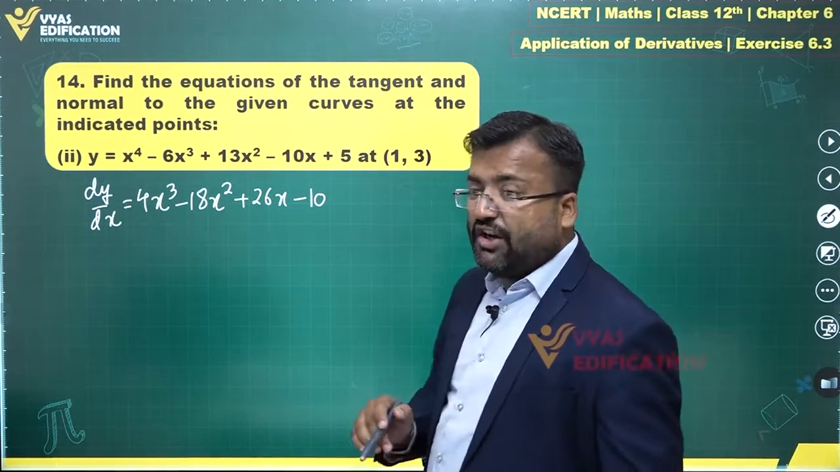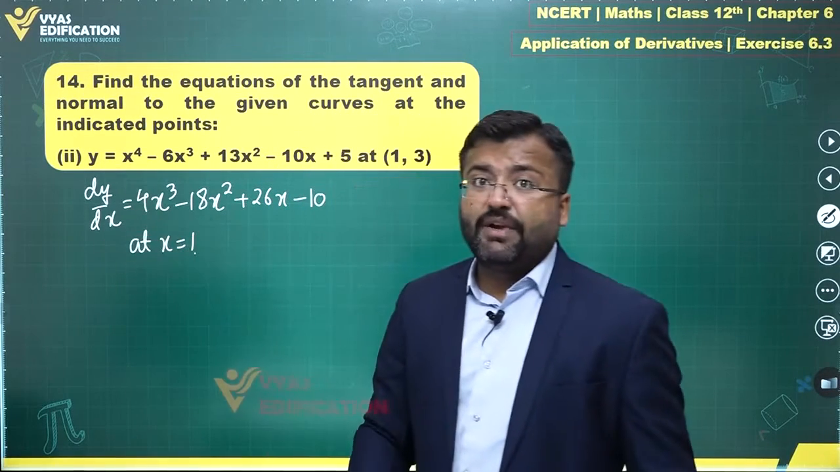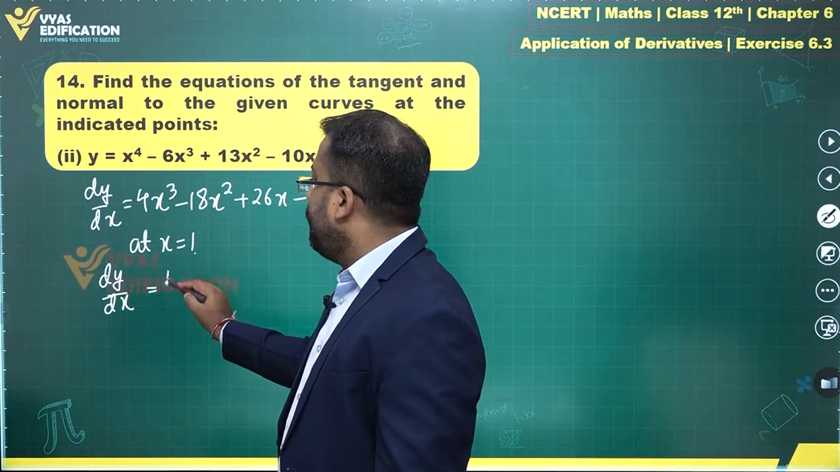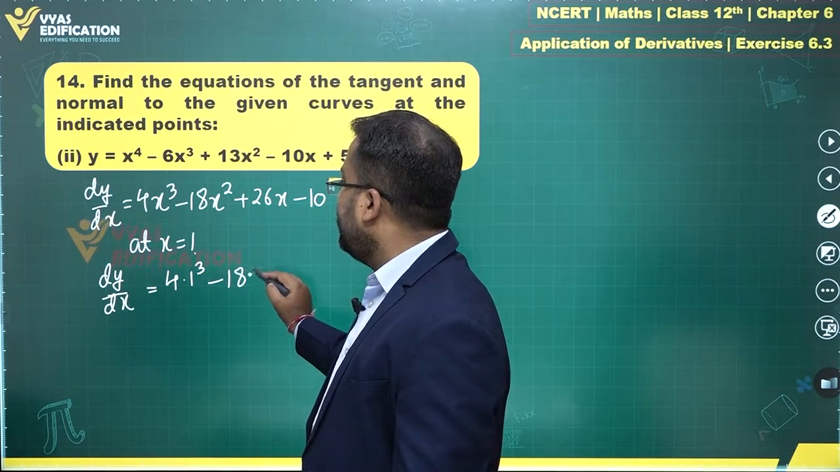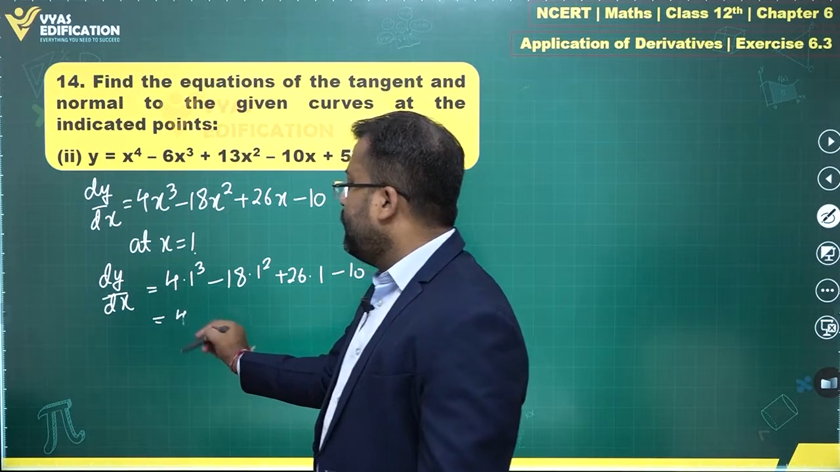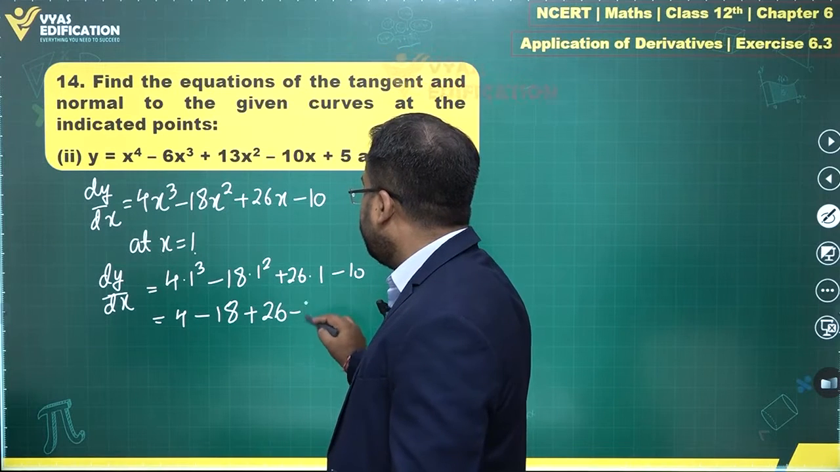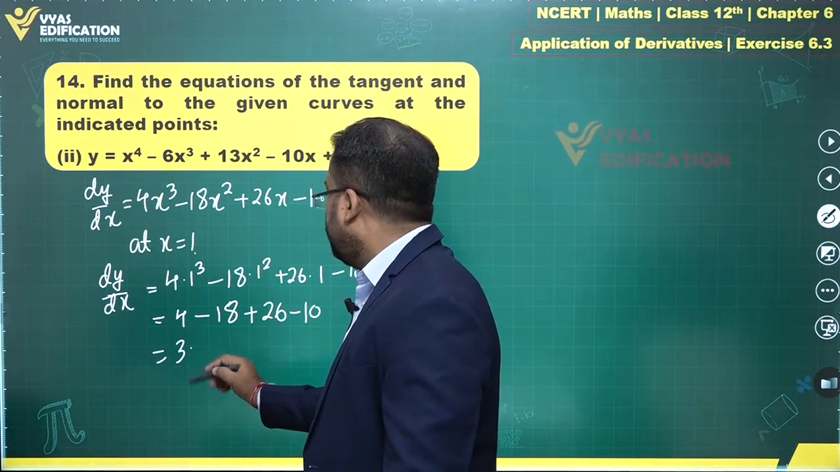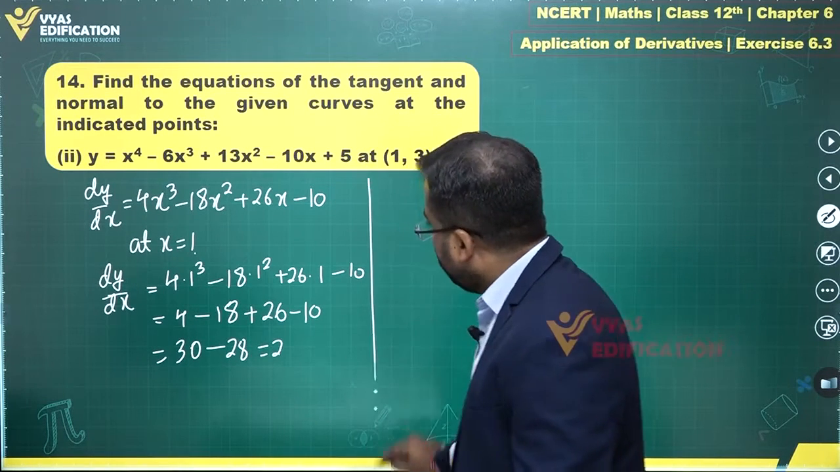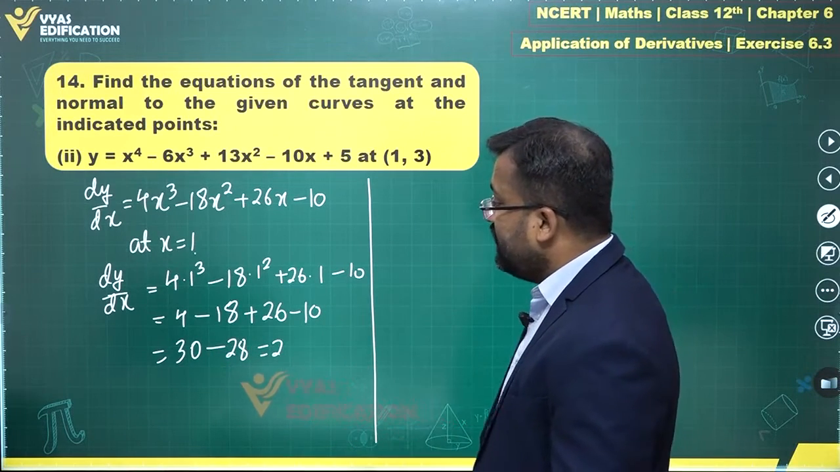And we are given point (1, 3). Therefore, at x equal to 1, what will be the value of dy by dx? dy by dx is equal to 4 times 1^3 minus 18 times 1^2 plus 26 times 1 minus 10. This is 4, which is very simple. This is minus 18 plus 26 minus 10. This is 30 minus 28, which is simply 2. Now that is the slope of the derivative, slope of tangent basically. This is the derivative at x equal to 1.